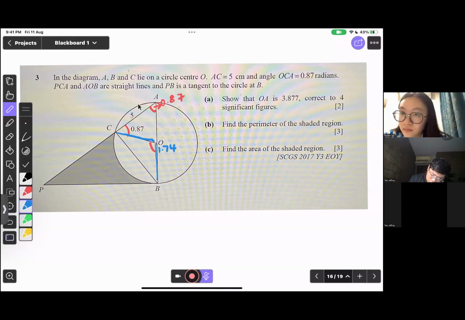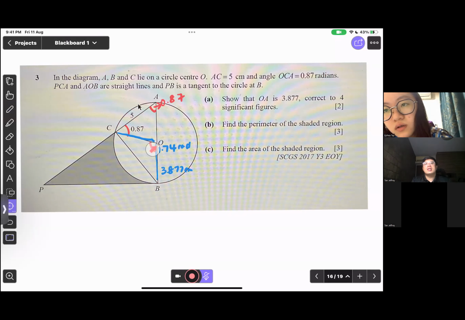If this is 3.877, how do you find it? Oh, OA is 3.877. You must connect what you found earlier and use it to your advantage. Okay, now from here, you find this one. This is the R. So you can use the 1.74 to find arcs. Then you find this BC. And how do you find the length of CP and BP?